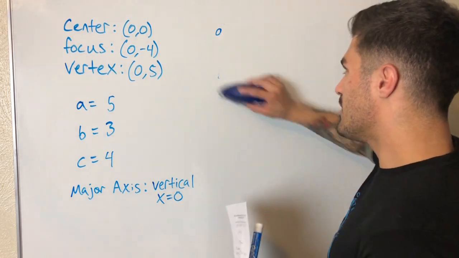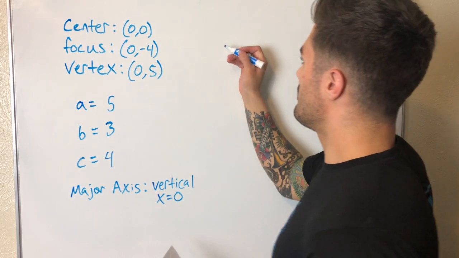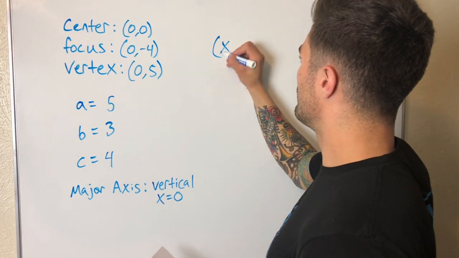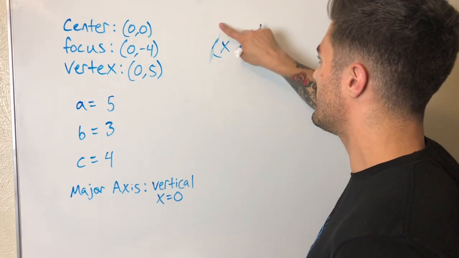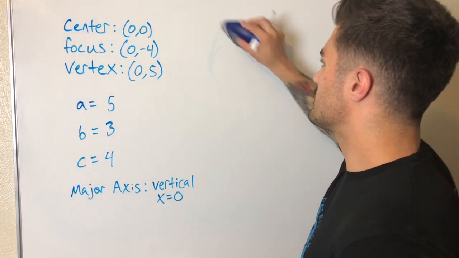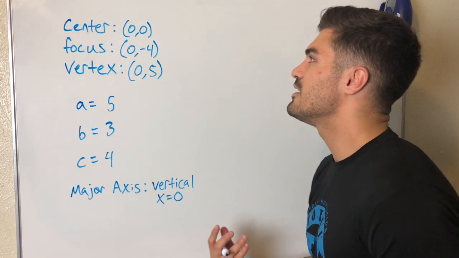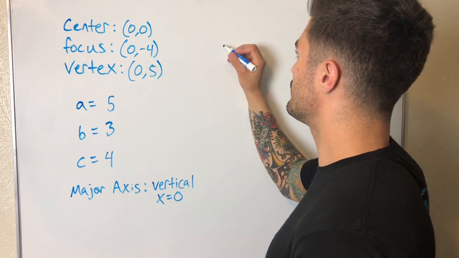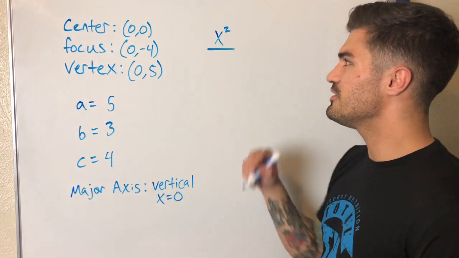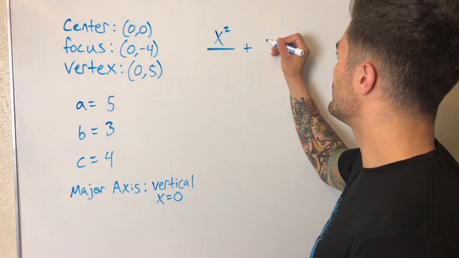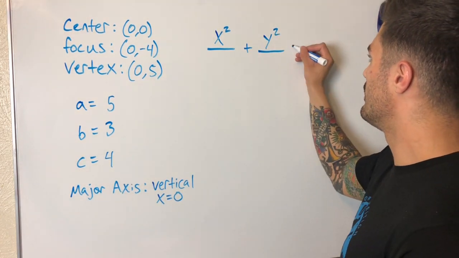So if you remember the general form of the equation, my x minus h squared, in this case my h is 0 and so is my k. So I'm just going to write x squared, because normally that h and k is the center. Those are the coordinates of the center, but in this case they're both 0. So I have x squared over, I'm going to leave that blank for now, plus y minus k, which is y minus 0 squared over, and this equals 1.